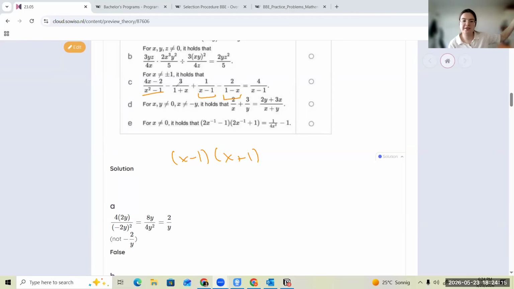And here, to basically have the common denominator, you're just adding what you're missing.